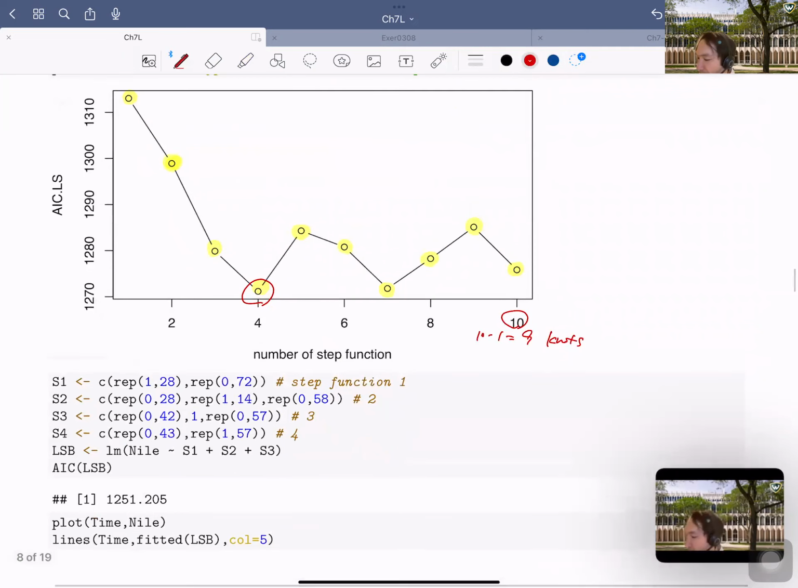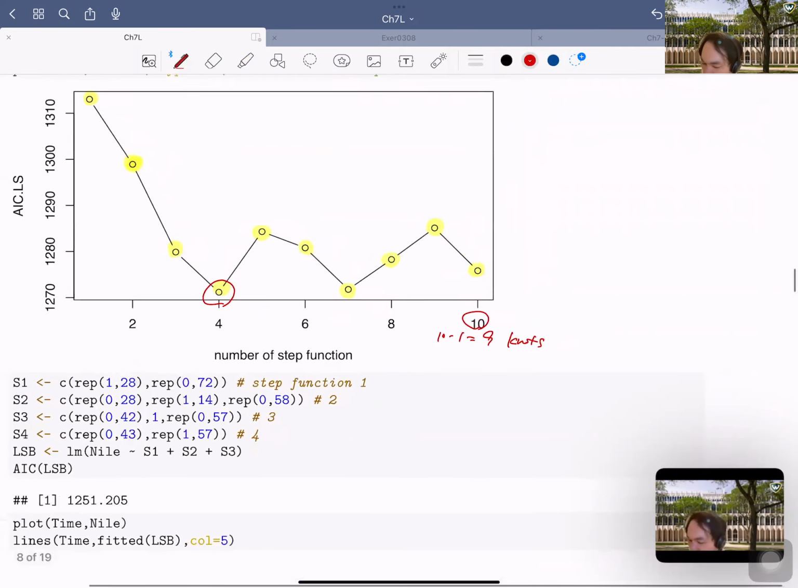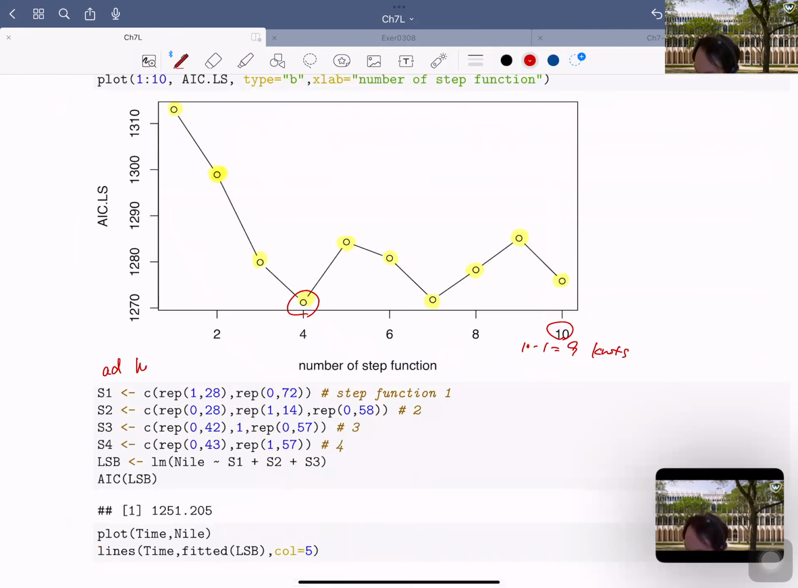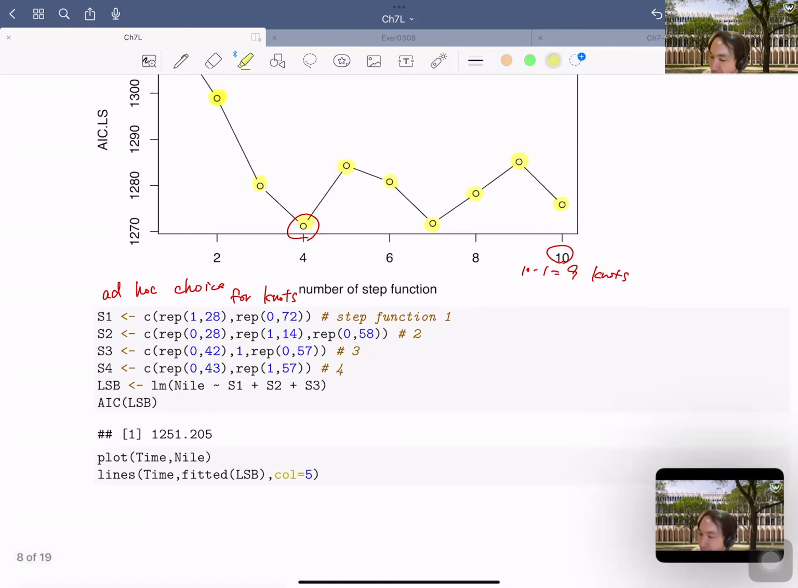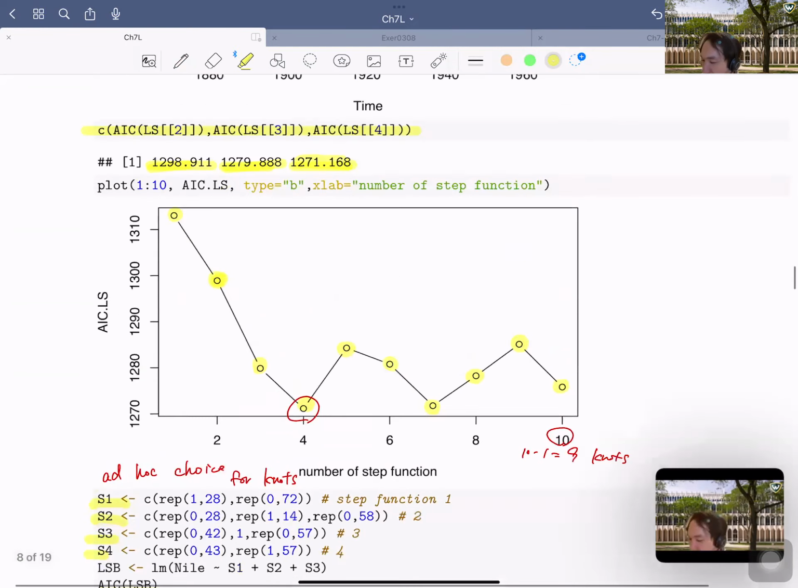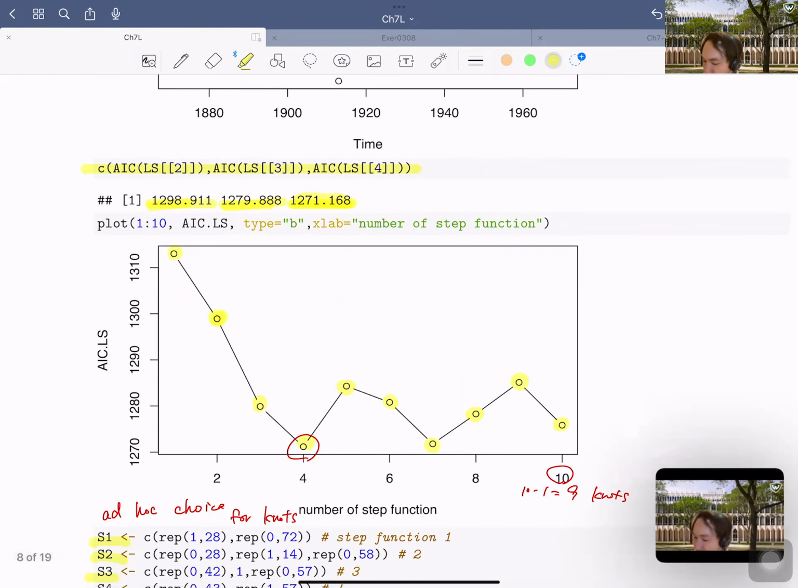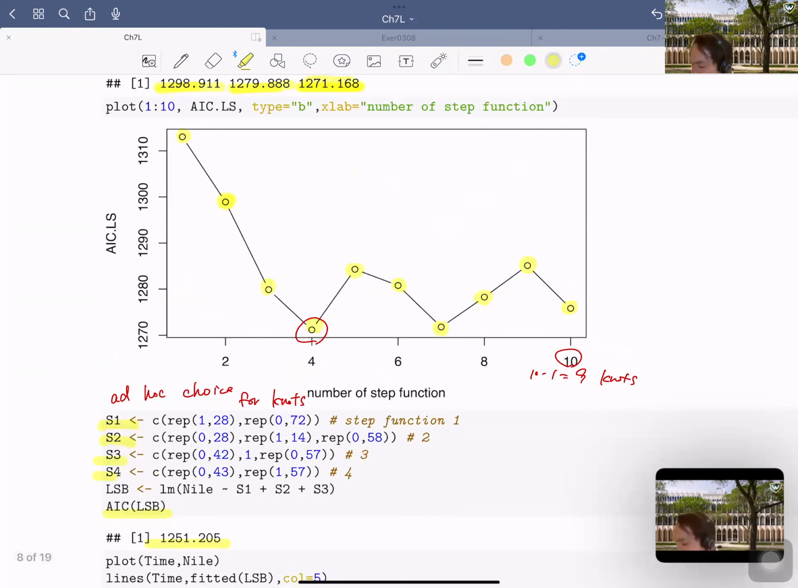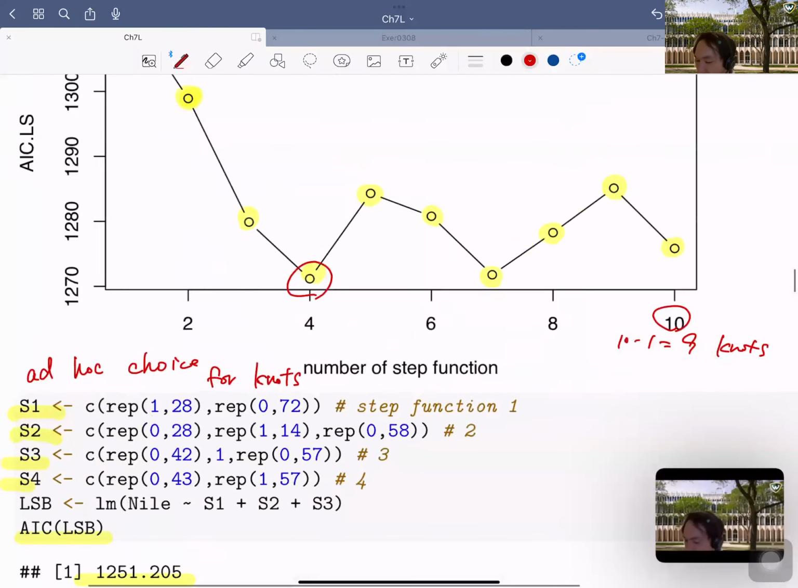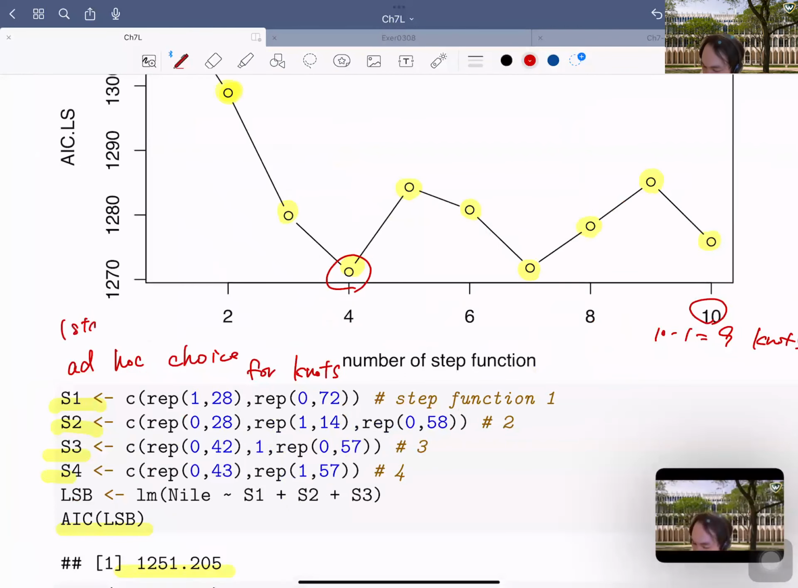But if we optimize the knot points, so this is ad hoc optimization of knot, ad hoc choice for knots, then actually the prediction performance gets better. And actually I make these 4-step functions, and actually AIC gets much smaller, 1251. That is 20 smaller than this, even though we have the same number of knots. And this is statistically not valid because it's ad hoc.